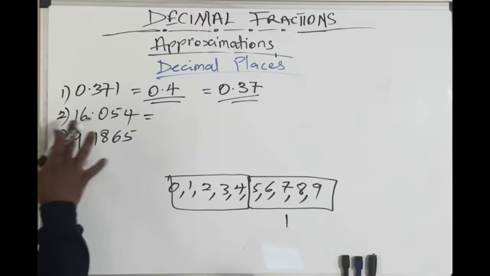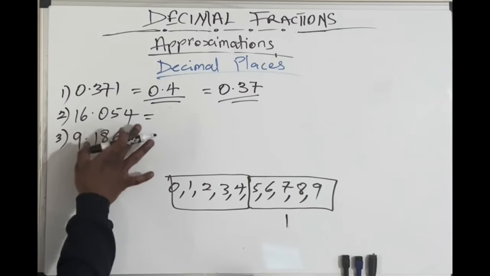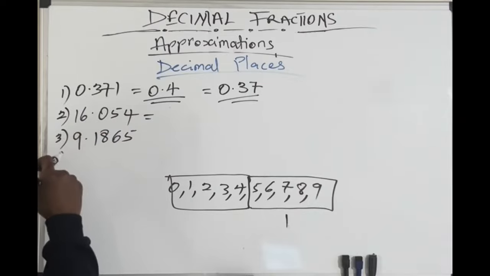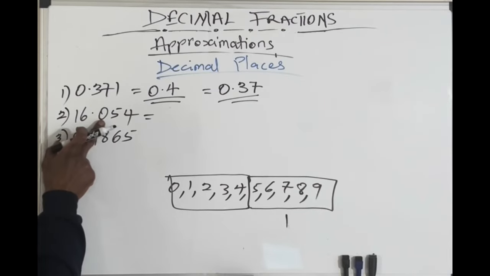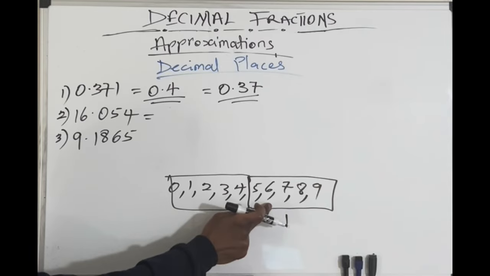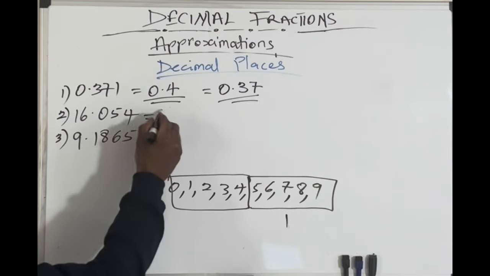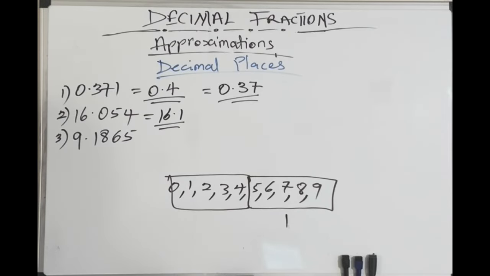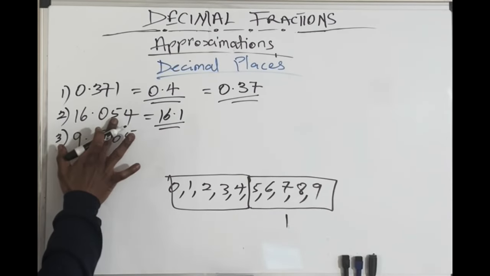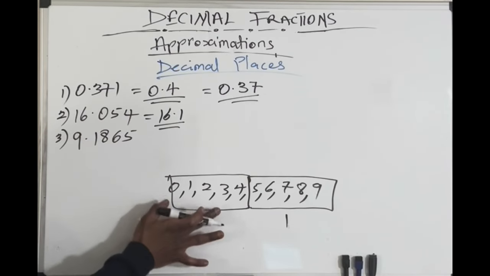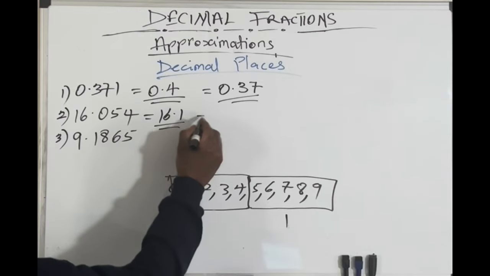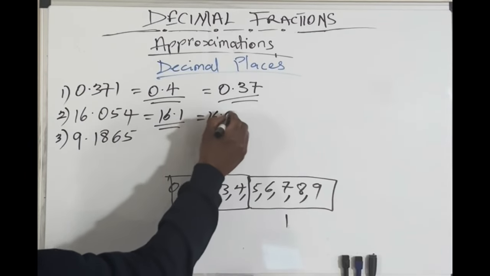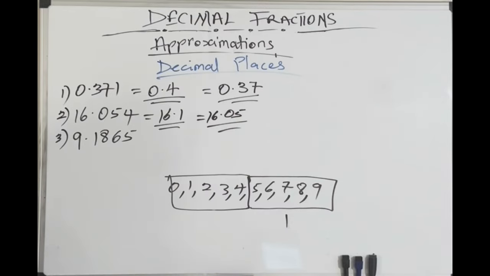Let's work on 16.054 and change it to 1 decimal place. So for 1 decimal place, the next number falls in the 5 to 9 range, so we just add 1. So it will be 16.1, final answer. What about 2 decimal places? The next number is 4. We can't add, so we just write 16.05, ignoring the 4.